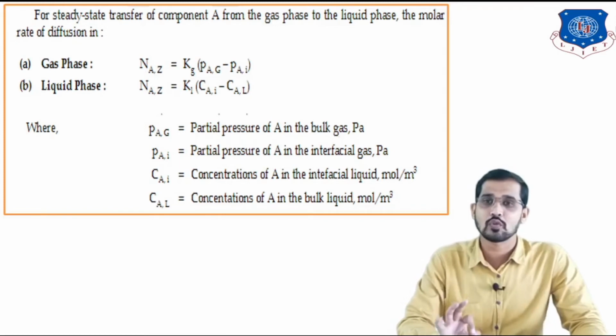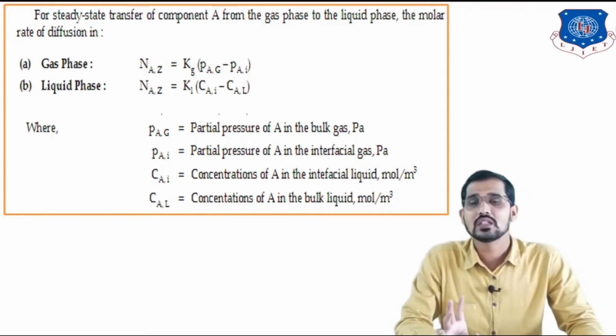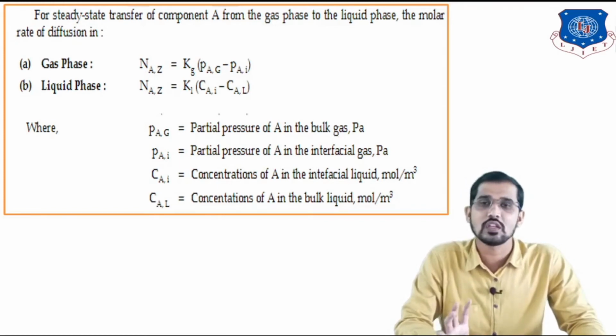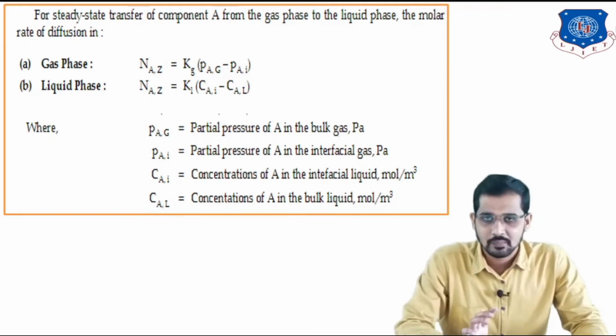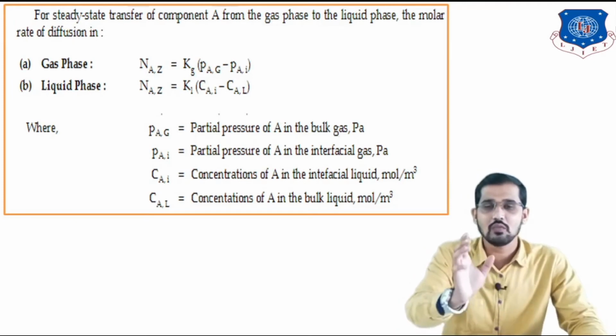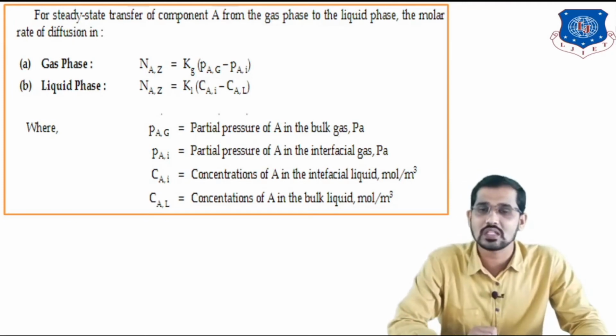This is nothing but the proportionality constant, or I can say the individual mass transfer coefficient in the liquid phase. After that, the concentration difference CAI minus CAL. Now we will see some notations involved in these relations.